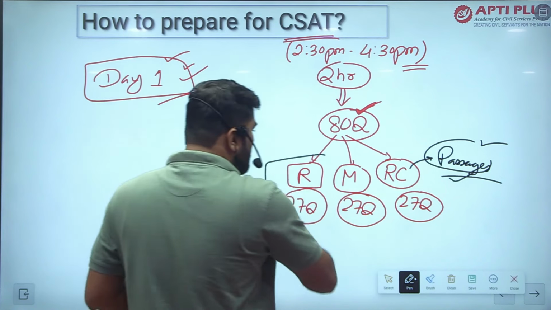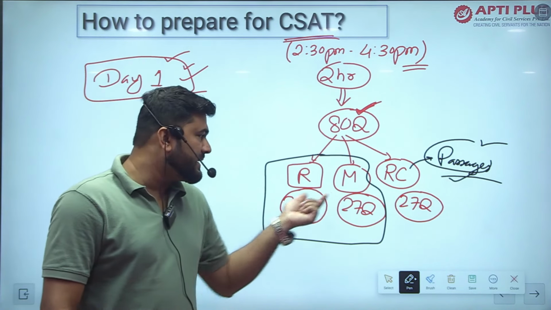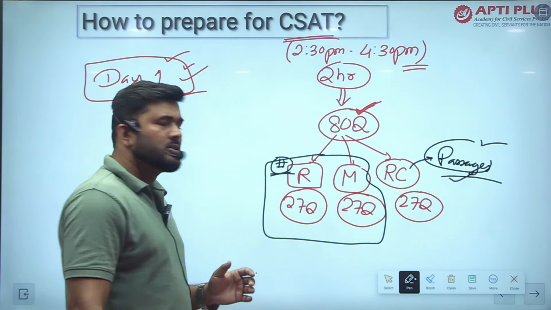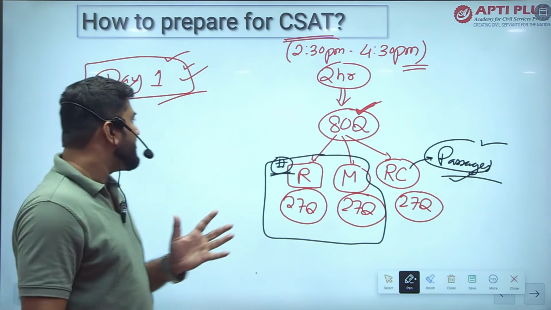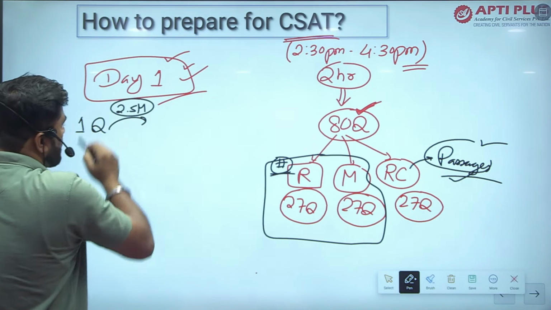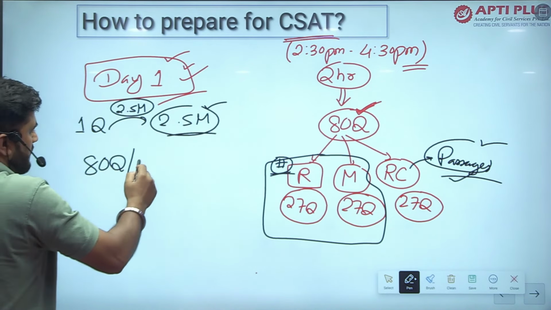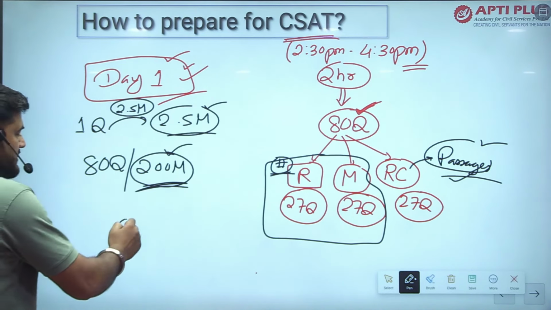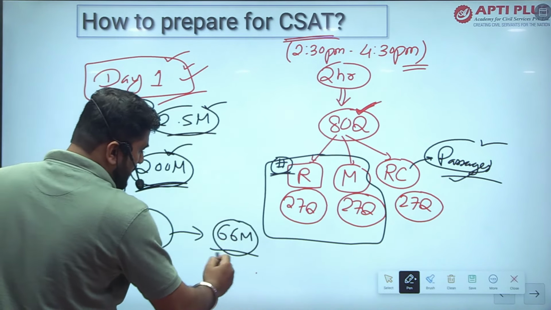But coming to the other two, these are basically the calculative sections of the CSAT: reasoning and mathematics. Reasoning is basically a soft cake in this paper. You can easily get a good, doable score in the reasoning section by solving these 27 questions, and each question is of 2.5 marks, as you all know. So the total of 80 questions is 200 marks. And qualifying is just 33%, that is approximately 66 marks out of 200.